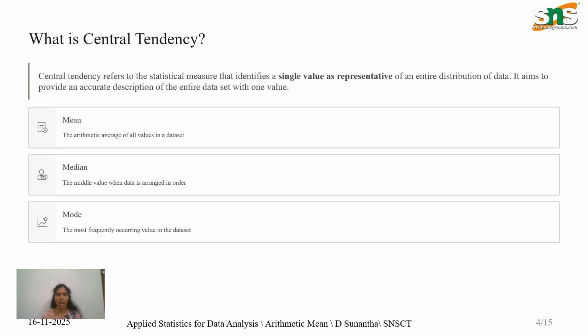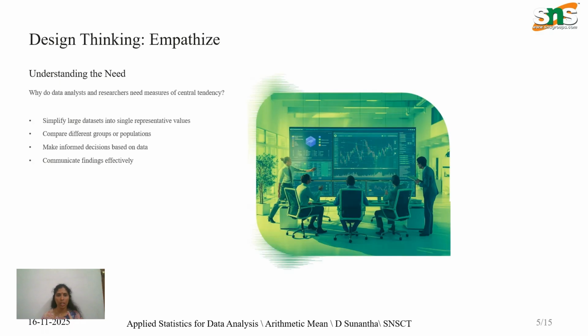Here, the mean means the average of all the values of the data sets. Then the median means the mid value, and the mode means the highest frequency or the most number of repeated frequencies. The next is what is the need to use central tendencies. So here, to simplify large data set into a single representative value, compare different groups or population, next to make informed decision based on data, next communicate findings effectively.